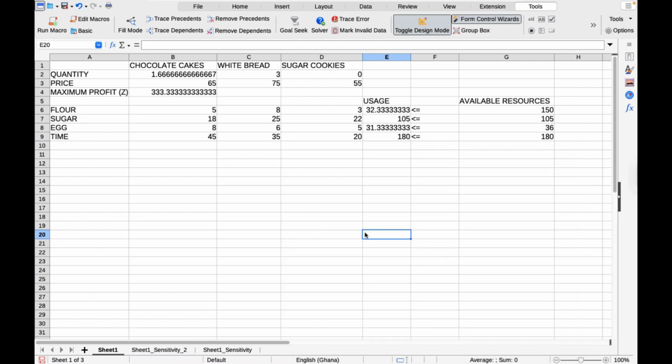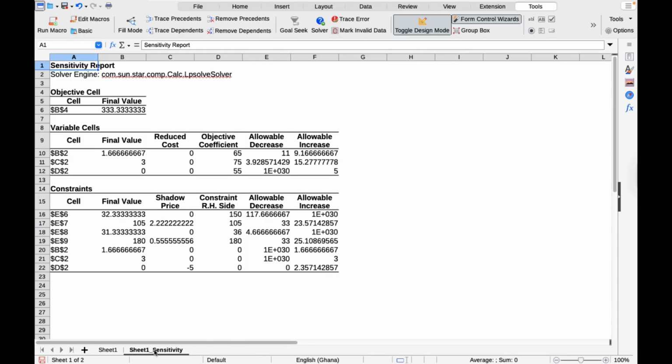So this is the answer that we are going to get. So as you can see, our quantity is now 1.66667 for chocolate cake. The white bread is 3. The sugar cookies is 0. When we come to the usage too, you can see that out of the 150, we use 32.33. Here, that's for the flour. For the sugar, we use everything. That's 105 out of the 105. For the egg, we use 31.33 out of the 36. And for the time, we consume everything. The 180, that's the 3 hours. We consume everything.